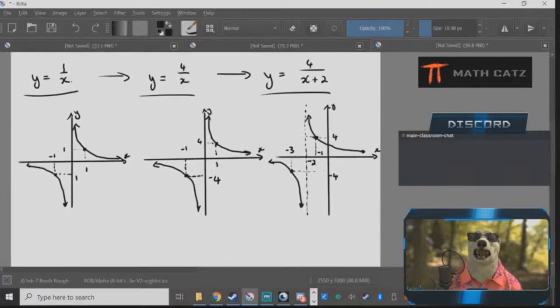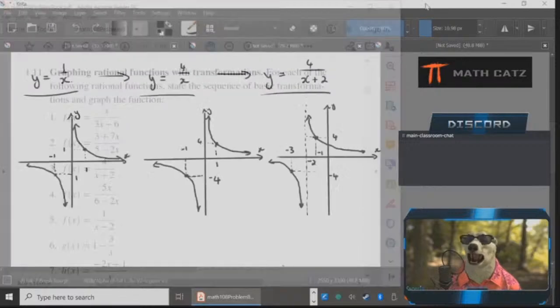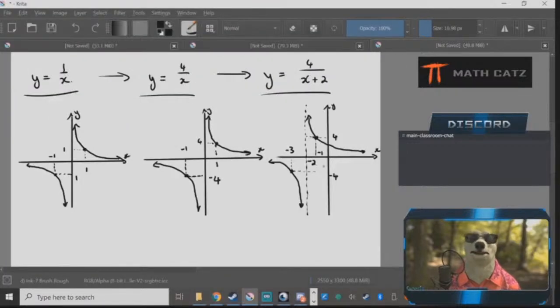Now I can, of course, find a y-intercept. Do they actually even care in the question? I don't know if they actually care. State the sequence of basic transformations and graph it. All right. It's always nice, though, to have a y-intercept. Basic requirement here is a y-intercept. Well, that looks like a graph.